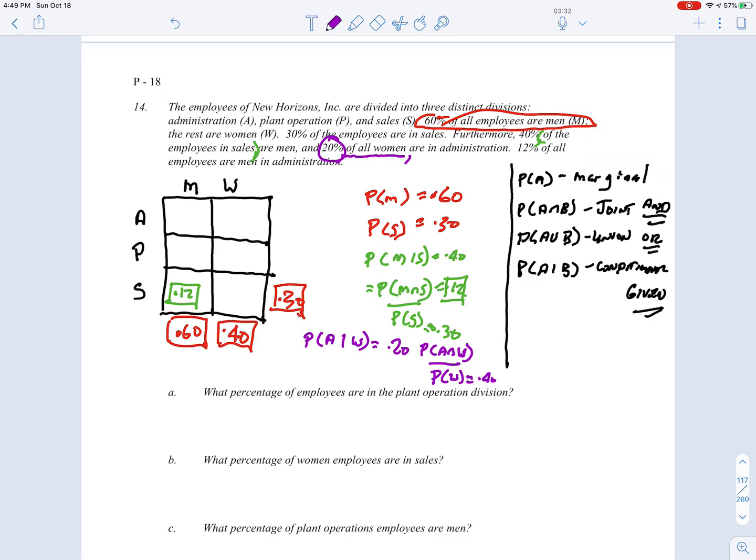So 20% of all women are in administration. So it's 20% of the 40%. 20% times 40% is 0.08. And that goes in here, the intersection of administration and women. Like that.